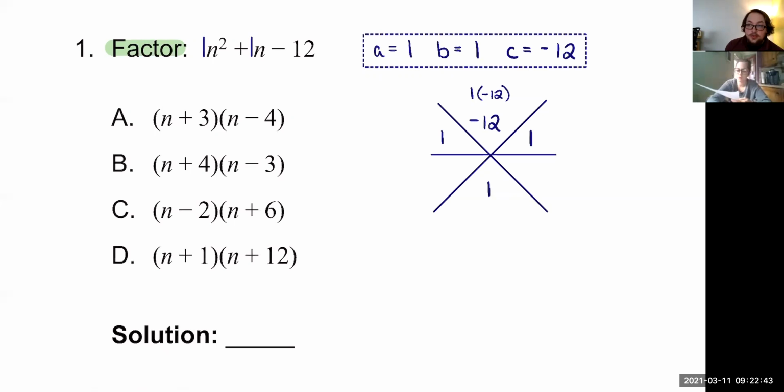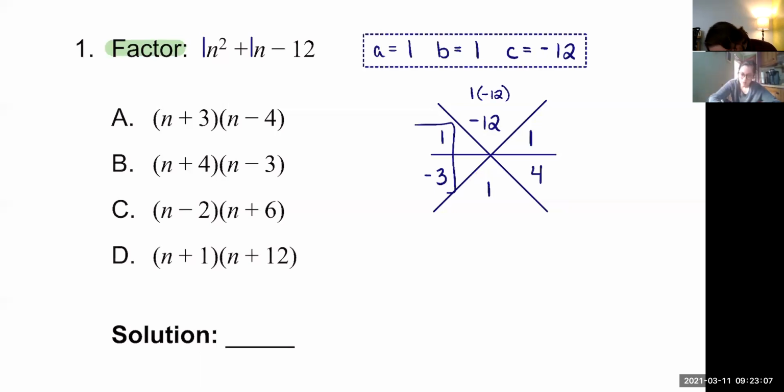3 and 4. Negative 3. Well, let's do a quick check. Worst case scenario, we're wrong and we adjust. So if we do a quick mental check, negative 3 times positive 4 will give me a negative 12. Negative 3 plus positive 4 will give me that positive 1. So those do check out.